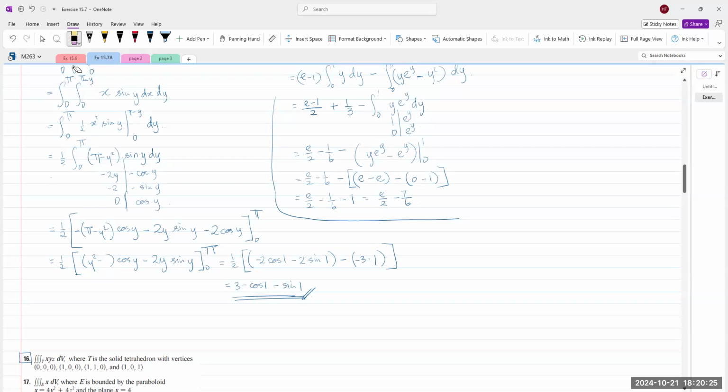Y squared minus pi minus 2. Okay. I use 0 to 1, supposed to be pi. Okay, so this is 1/2. At pi, that will be pi squared minus pi minus 2. Cosine pi is negative 1 minus 2 pi sine pi is 0.